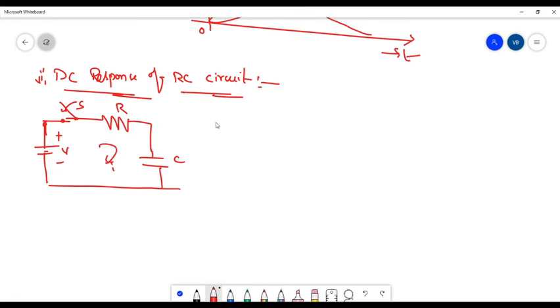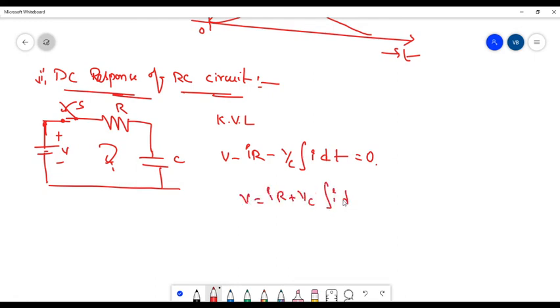So apply KVL here. Same process, just apply KVL: V minus I into R. What is the voltage equation for the capacitor? That is 1 by C integration of I dt. So here you can write V equals IR plus 1 by C integration of I dt. Now apply differentiation on both sides. The differentiation of the constant V is equal to 0.